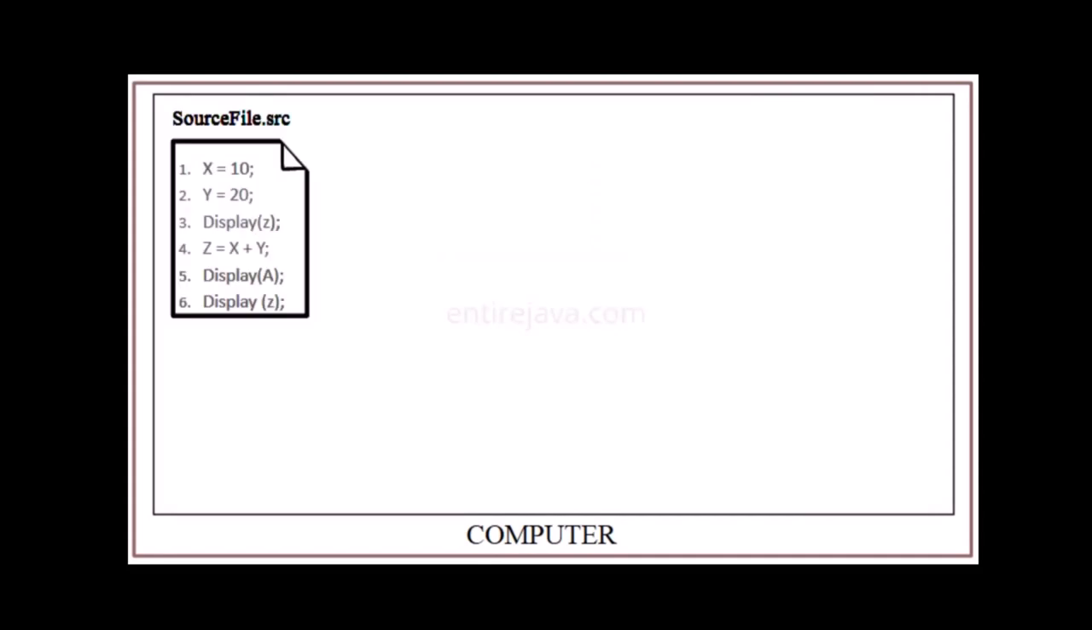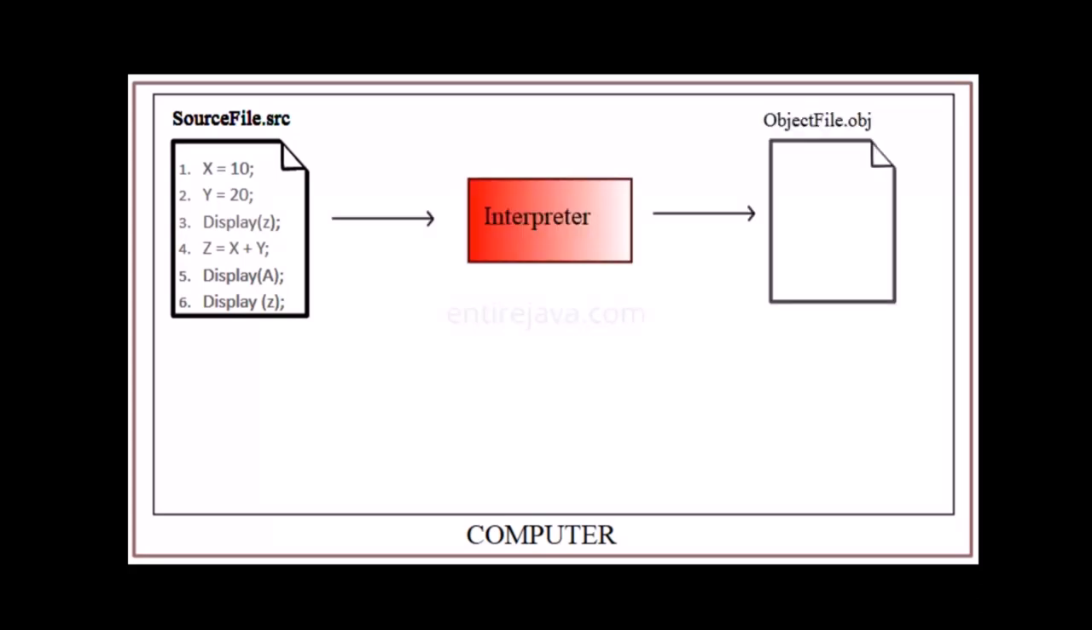Now let's see how the same thing is done in the case of an interpreter. Let us take the same code. Unlike a compiler, where the program is compiled in one go and run in one go, an interpreter translates the code line by line. Let me explain what I mean. The first line says the value of X equals 10. Now the interpreter translates it to machine language, and then the machine will run it the very moment the interpreter translates it. The machine will not wait for the entire program to be translated.